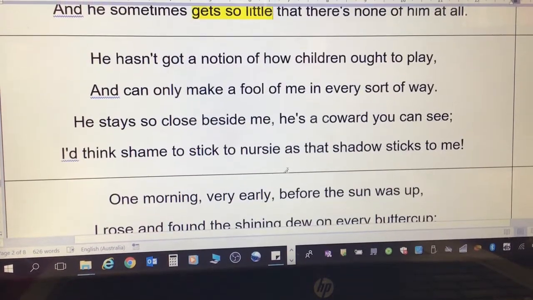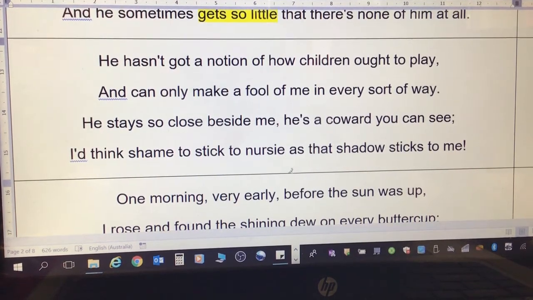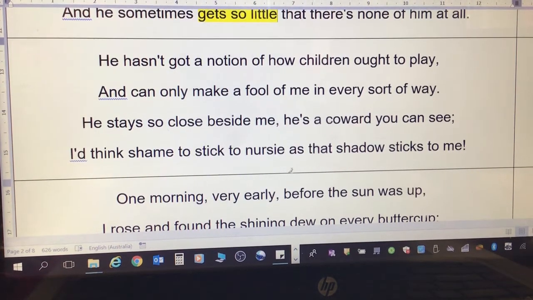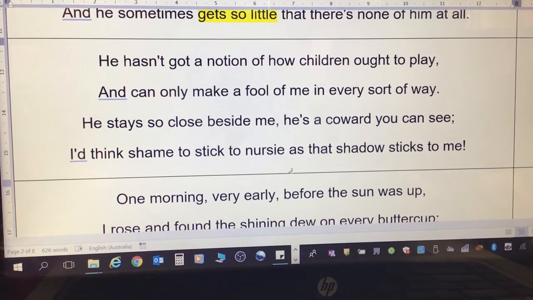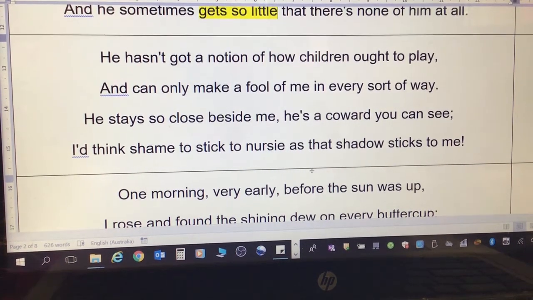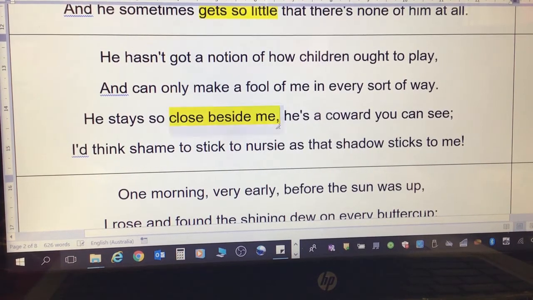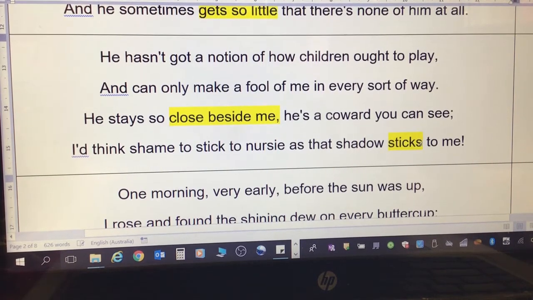Let's have a look at verse 3. "He hasn't got a notion of how children ought to play, and he can only make a fool of me in every sort of way. He stays so close beside me. He's a coward, you can see. Think shame to stick to Nursey, as that shadow sticks to me." I think maybe an idea in this one is close beside me. Sticks to me might be another idea that you can use.